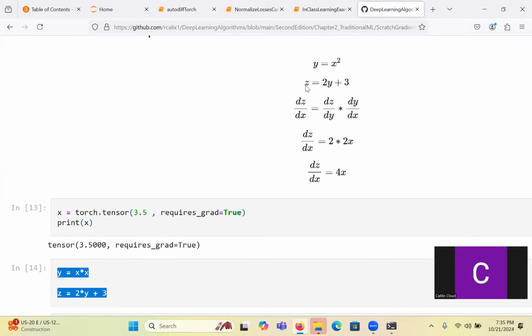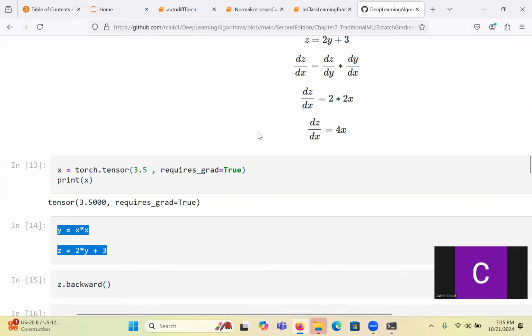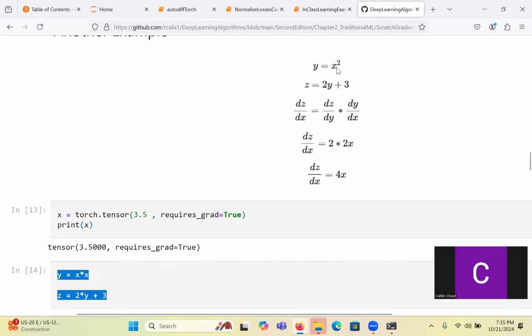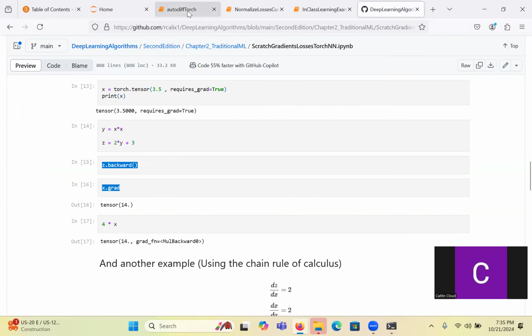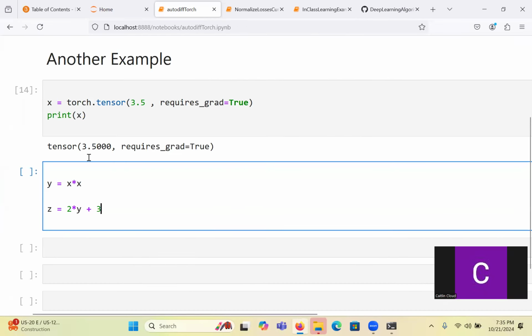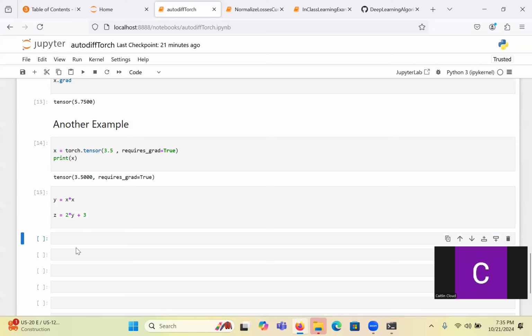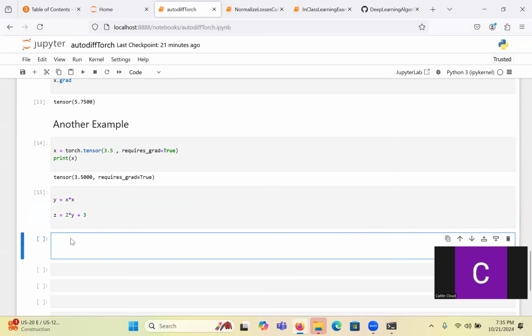But remember, the whole point is that we're connecting z to y and y to x. That's all things that we want to figure out, that x basically, because that's the thing that we say requires grad. So again, what are we going to do? Let's go back to the code. Let's run it. Okay, so I have my functions there.